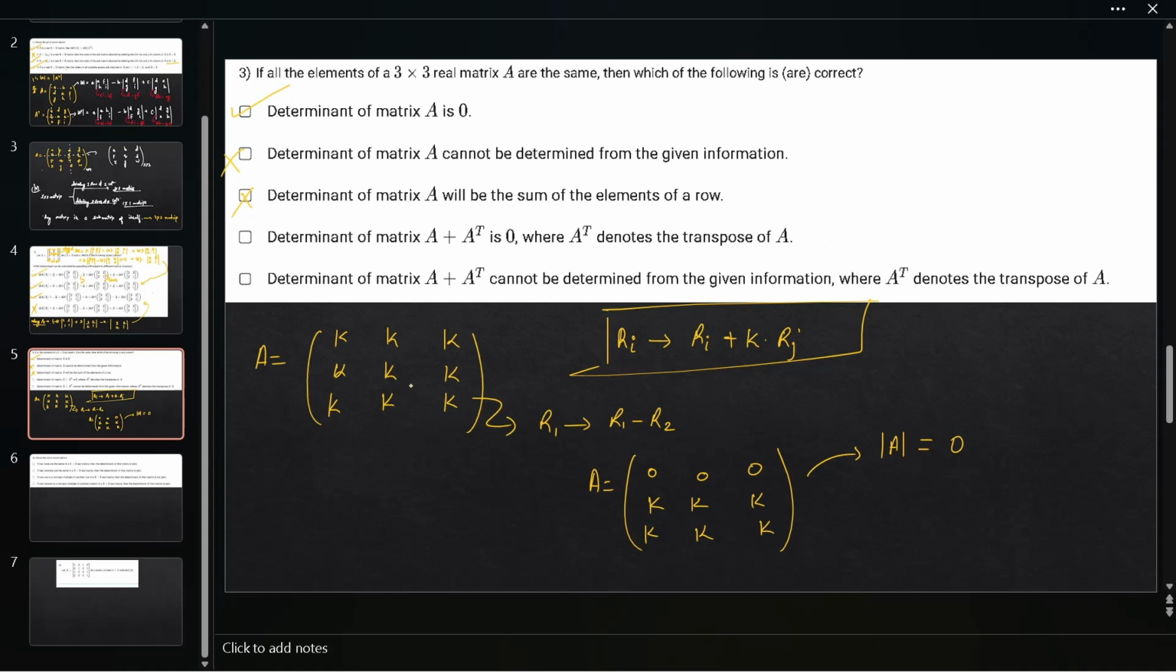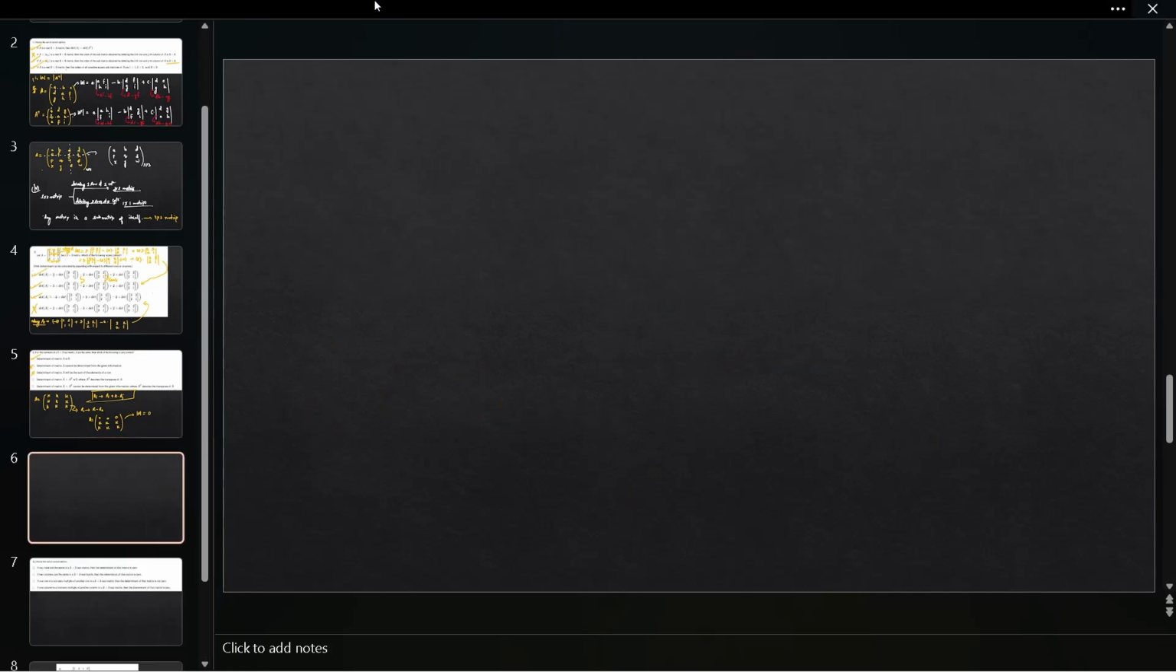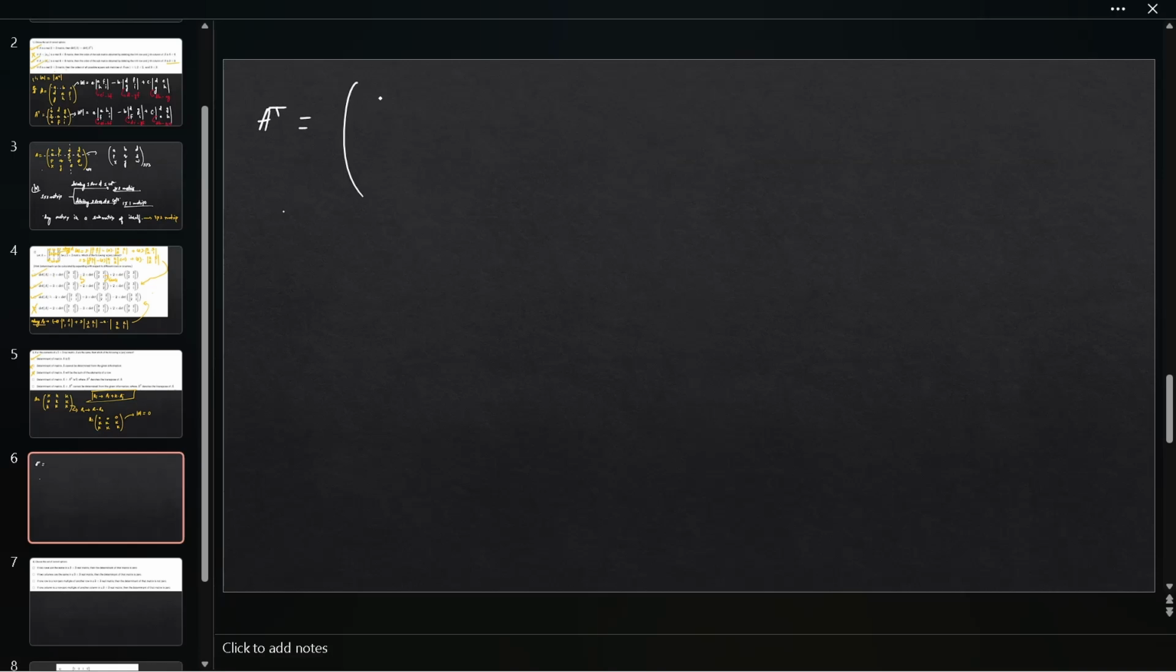Now, what about this? See, if all the elements are the same, then A transpose is also going to be equal to A only. How? So let's try to take the transpose of A. We have our A as K, K, K, K, K. What will be our A transpose? We will write our first row as the first column. So K, K, K. Second row as the second column, K, K, K again. And third row as the third column, so K, K, K again. So all the rows and columns are just K here. That means A is basically equal to A transpose only.